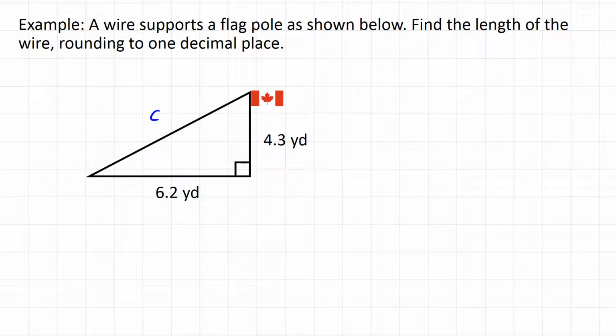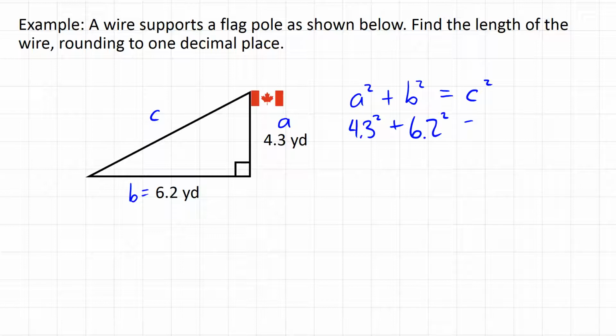And now we can go ahead and write out our Pythagorean theorem. a squared plus b squared equals c squared. So I have to decide which is a and b. There we go, done. So a is 4.3. Not going to be able to square that in my head. b is 6.2. Same thing, is equal to c squared. Let's go find c.